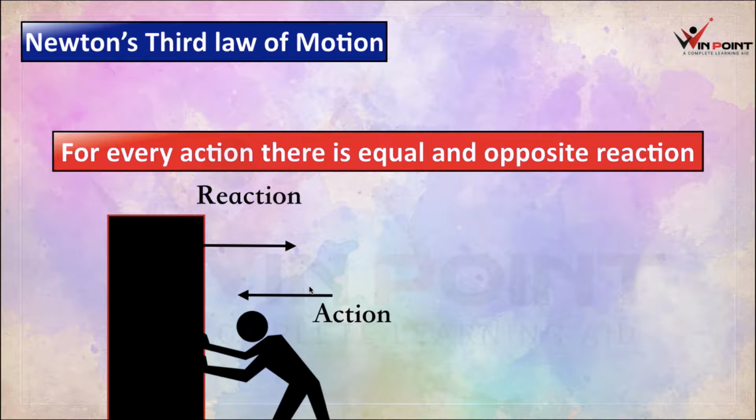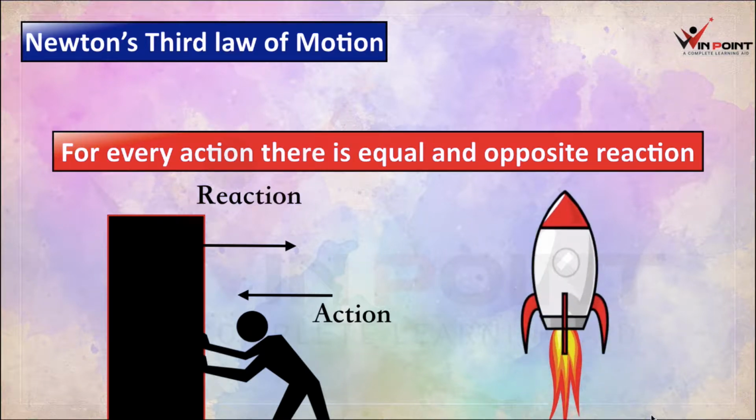So we might think these action and reaction are opposite in direction and they are equal, so they will cancel each other and the net force will be zero. No, it's not like that. Action is exerting on one object and reaction is exerting on another object. When the fuel is burning, it is exerting a force in downward direction. Because of this force, the rocket will go up. It is reaction.